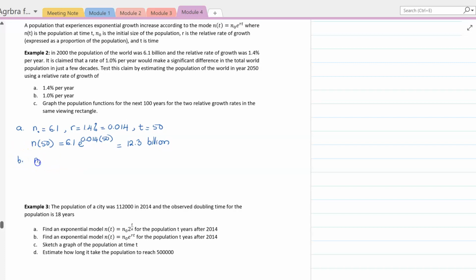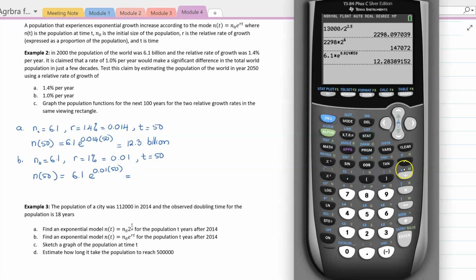For part B, we know that N naught equals 6.1, r equals 1%, and that is 0.01. T is also 50. So N of 50 in this case equals 6.1 times e to the 0.01 times 50, and that is 10.1 billion.